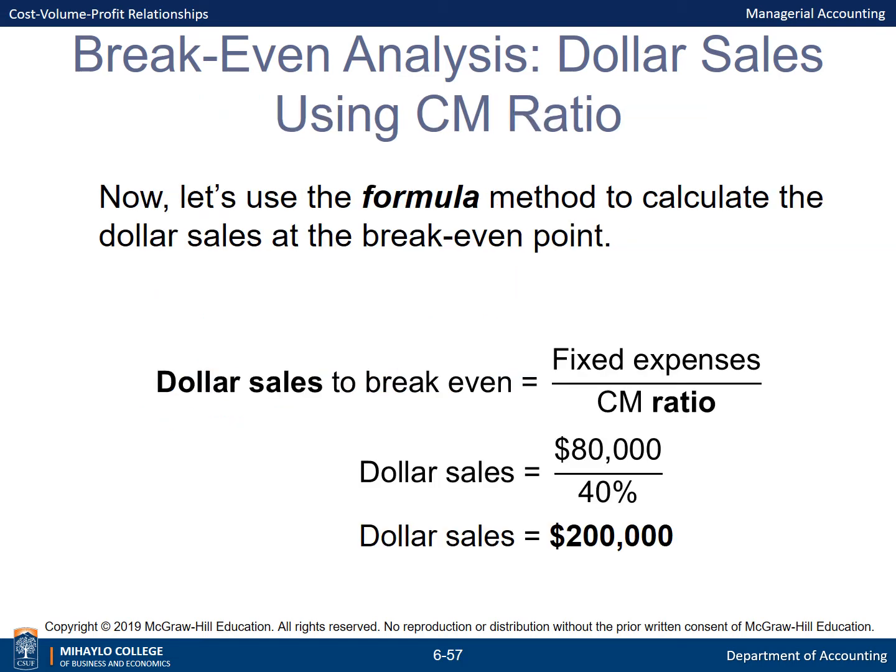Now let's use the formula method to calculate the dollar sales at the break-even point. Fixed expenses divided by CM ratio equals the same $80,000 divided by 40%, or $200,000.